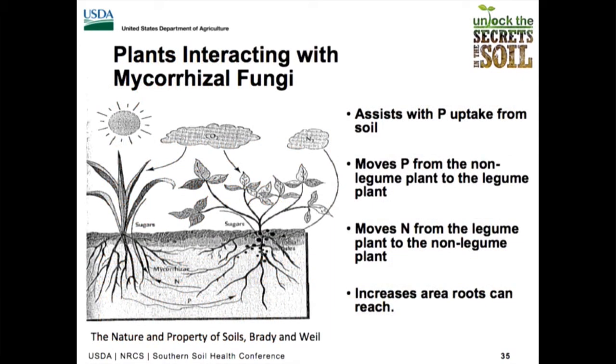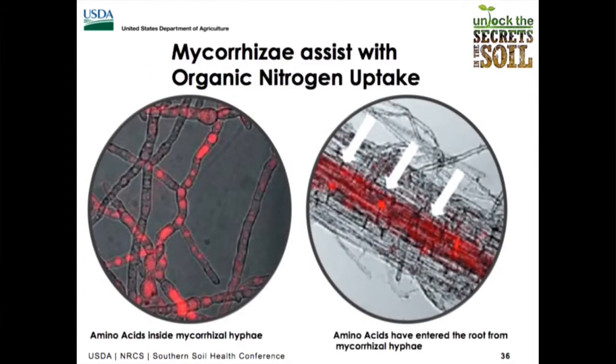Mycorrhizae, I can't stress how important they are in your system. They assist with plant uptake. They move nitrogen around. You know, that's one of the other keys about these. We found this out a few years ago. They discovered that mycorrhizal fungi, the hyphae, are actually able to pick up amino acids. Really, up until that time, I was always taught that the only two forms of nitrogen in the soil were nitrate and ammonium. That's it.